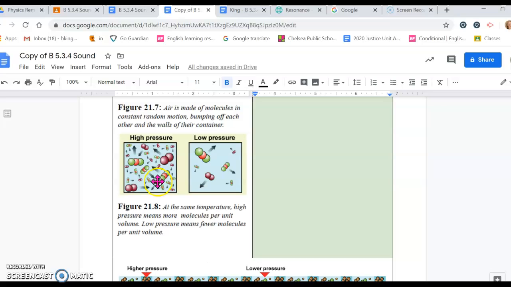Next picture I see, high pressure, low pressure. What do you notice without even reading this? There's lots and lots of molecules here, fewer molecules here, okay? At the same temperature, high pressure means more molecules per unit volume. Low pressure means fewer molecules per unit volume. So I would make a little note about this picture. You can do that on your own, okay?